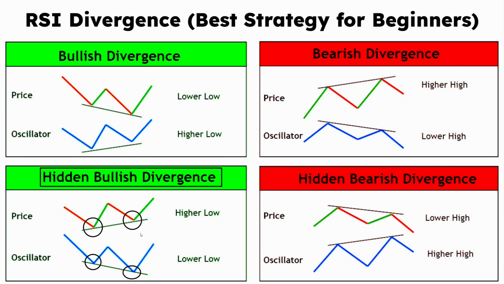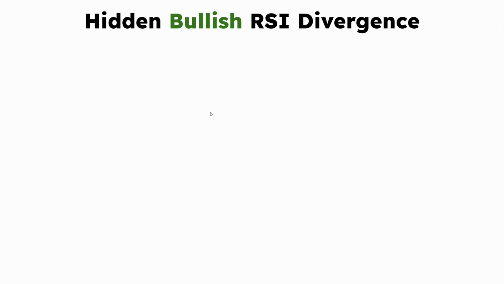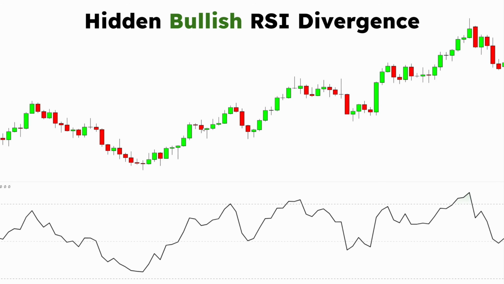So a hidden bullish divergence indicates that the uptrend continues, right? But remember, the normal divergence indicates a reversal from a downtrend to an uptrend. So the hidden bullish divergence is a continuation signal, while the bullish divergence is a reversal signal. So now let's take a look at a real-life example of the hidden bullish RSI divergence.